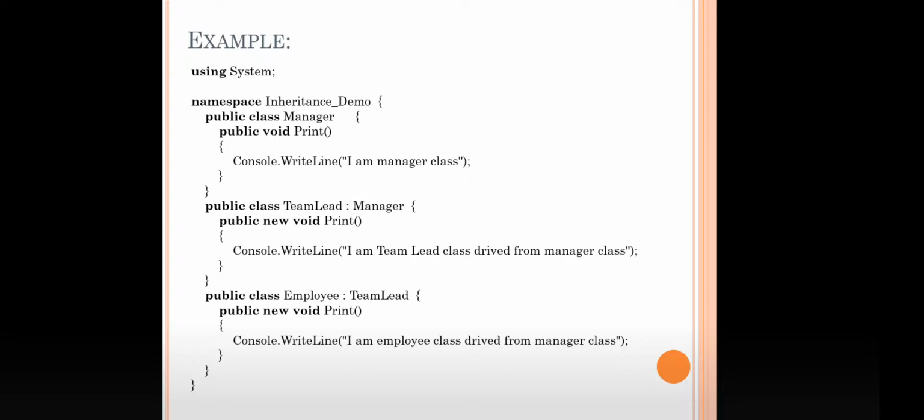Here is an example about it. Inheritance demo namespace contains the class named Manager, then the TeamLead class, which is derived from Manager, and Employee, also derived from TeamLead. Okay, when we create an object of class Employee, we are able to access all the methods from its parents. We can access the print method of Manager as well as TeamLead by using the object of Employee.